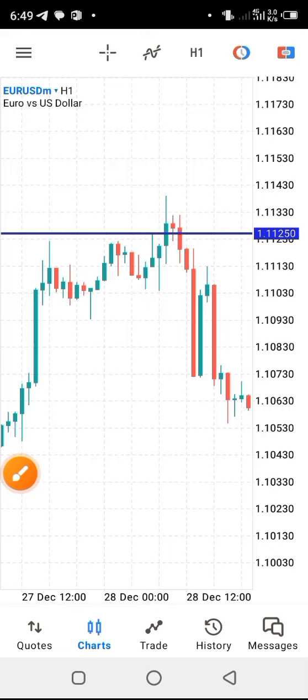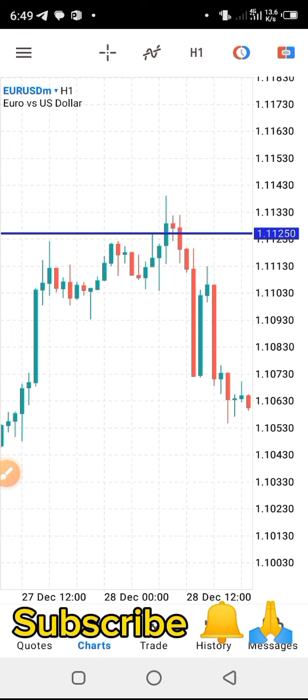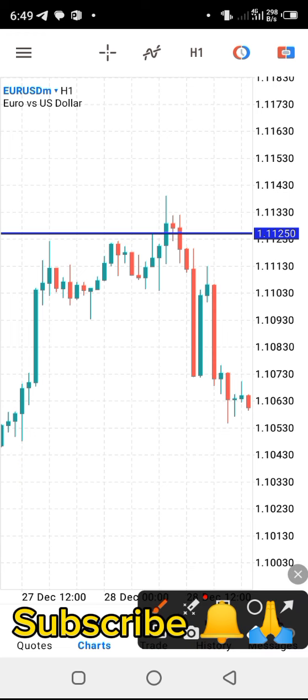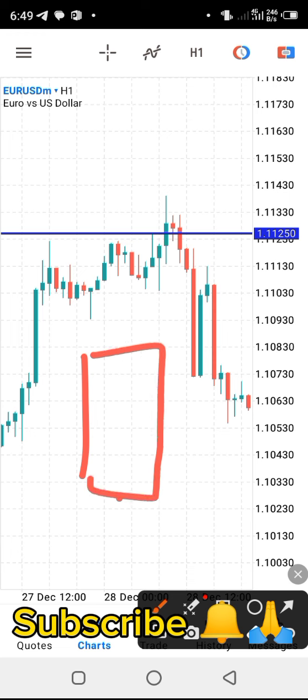So today I want to teach you how to draw powerful ICT order blocks. There are two things that need to be in place for you to draw this order block the right way. The very first one is, let's say you have a candle this way. You have a candle like this.